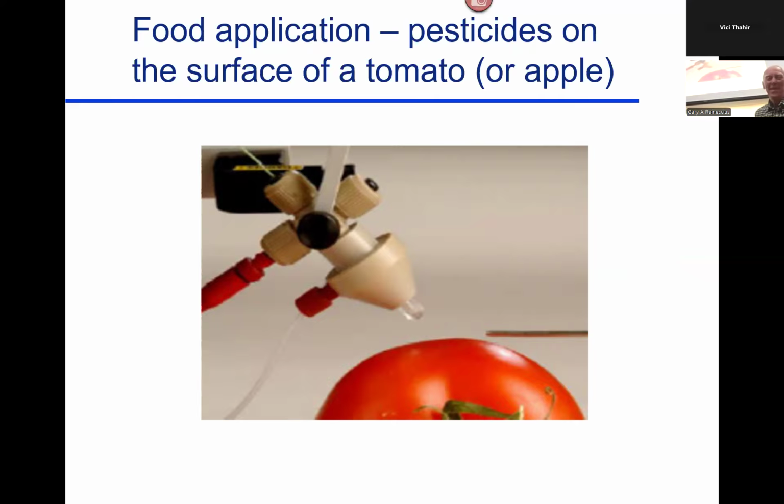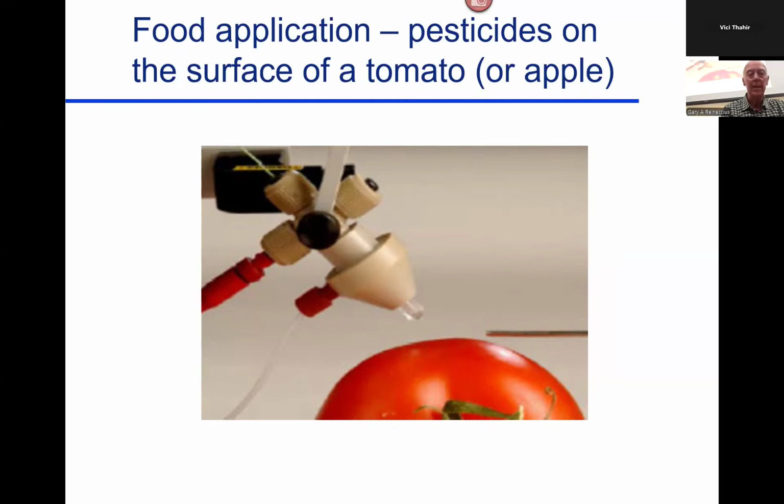And this is another example, looking for pesticides on fruit and vegetables. So what do you do? You take the fruit and hold it up, bombard it, measure what's there. So you can get a pesticide determination rather quickly, rather easily. So a quantitative estimate of what's on the surface of that fruit.